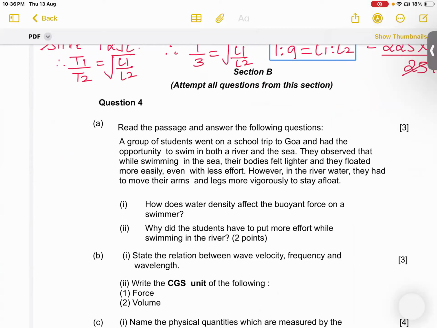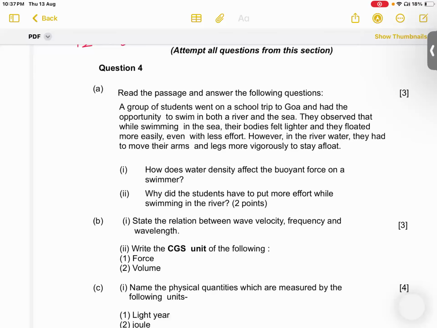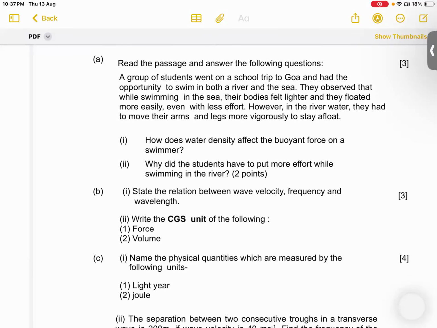A group of students went on a school trip to Goa. Oh wow, so lucky these kids are. And had an opportunity to swim in both the river and the sea. They observed that while swimming in the sea, their body felt lighter. That's correct. And they floated more easily, even with less effort. However, in the river water, they had to move their arms and legs more vigorously to stay afloat. So let's see what questions they are asking us.